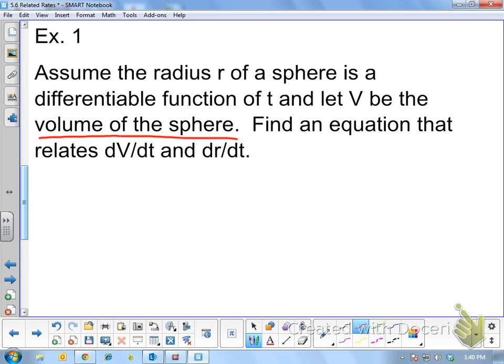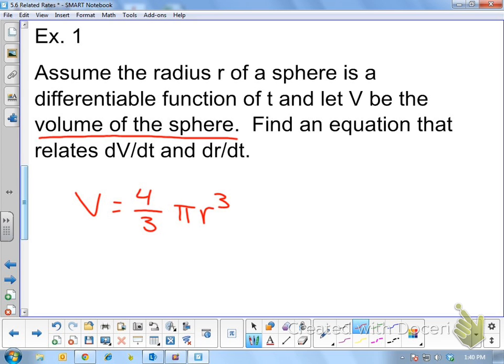Okay, so this is something again that we should start becoming familiar with, some of our geometric formulas we haven't seen for a while. Volume of a sphere is 4/3 pi r cubed. Hopefully I'm remembering that correctly. I'm pretty sure. That is the volume of a sphere.